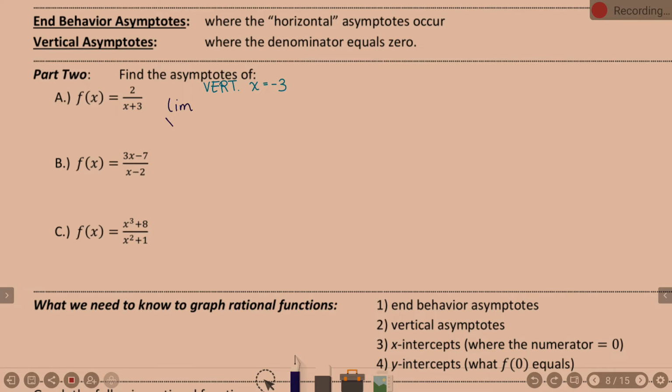So we're going to look at the limit as x approaches -3 from the left of f of x, and the limit as x approaches -3 from the right. That's always going to be your setup for vertical asymptotes. What's my graph doing on the left of it? What's my graph doing on the right of it? Now, we haven't really talked about what this graph looks like yet.